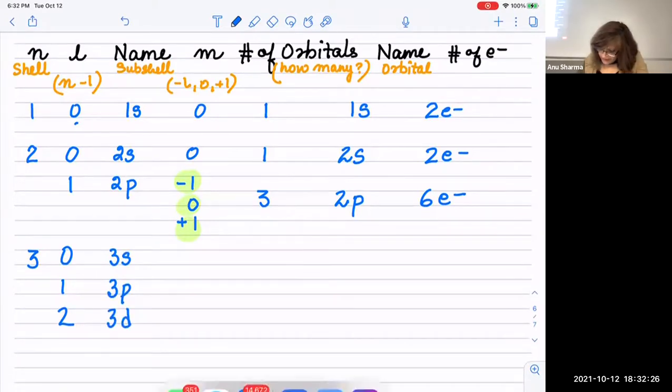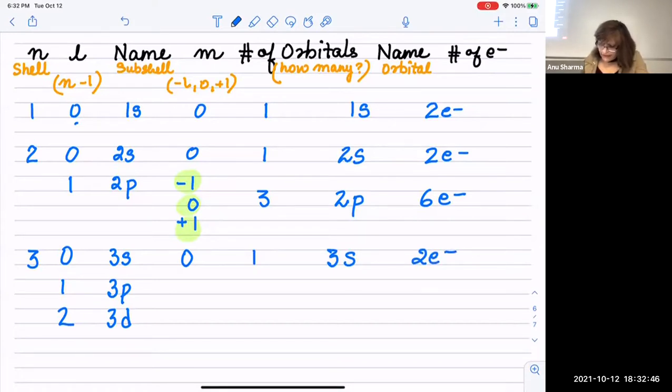Now look at that. What is the value of M? When L is equal to 0, M is also equal to 0. Number of orbitals is 1, the name is going to be 3s, and there are 2 electrons here. Next, 3p, when L is 1.